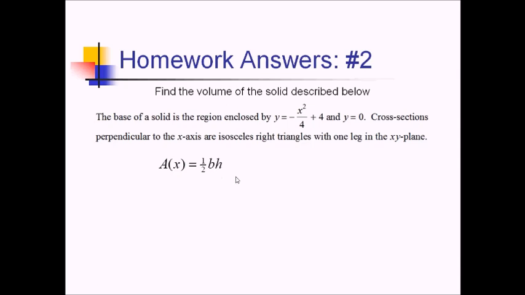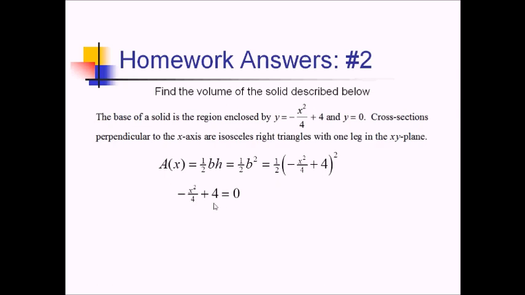And the key here is that one of the legs is already in the xy plane, so you know the other leg has to be the height. So I'm going to write this as 1/2 base squared in this case. Now what is the base? Well, that's just going to be the distance between my bounding functions, which in this case is just this parabola right here. So we have 1/2 times all this craziness squared. That's our area formula. And now for the limits of integration, we need to set this stuff equal to 0.